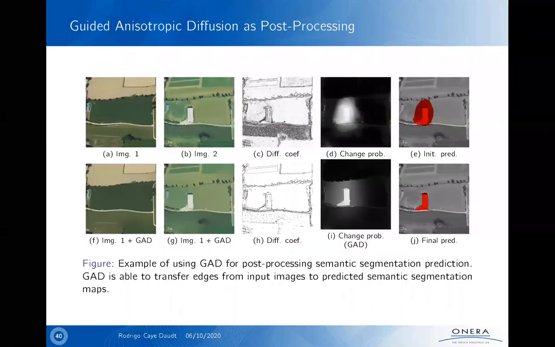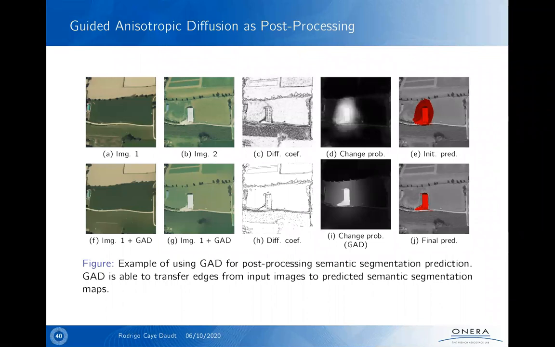Here you can see a real example with the one we were seeing before. In A and B, you see the image pair again. In C, you see the diffusion coefficients that are calculated from these images. In D are the softmax outputs for the change map that we obtain from the network. If we threshold it, we obtain E, which is the initial prediction. And then if we do this procedure to the softmax outputs, you can see the results in I, and you can see that the edges were transferred to this image. And then the final prediction fits much better with the boundaries in the original images. So that's what we're trying to do.